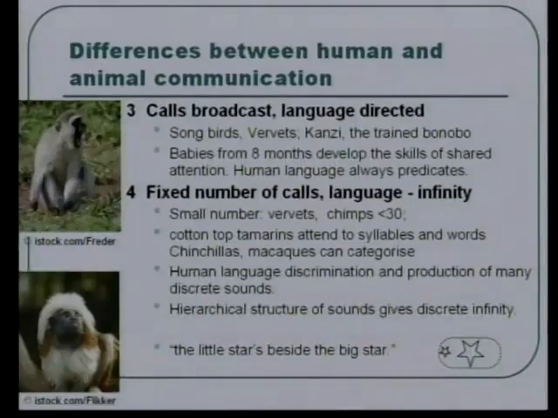Another difference between animal communication and human communication is the number of calls. Animal calls are usually small, certainly a fixed number. Vervets, about 10. Chimps, up to about 30. That's what they're giving out. Now, what can they hear? What can they distinguish? Well, cotton-top tamarins are really quite interesting.